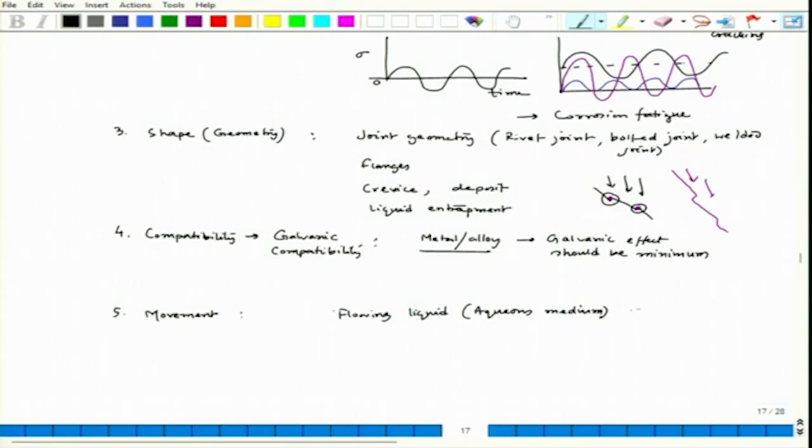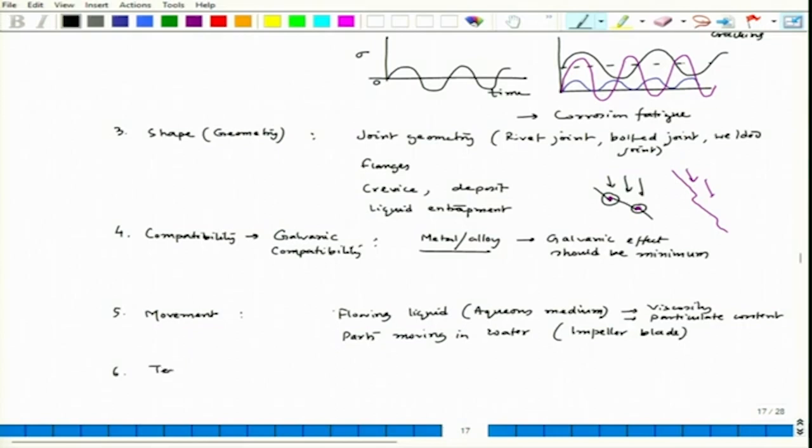So this is a pipeline through which water is flowing. There could be parts which are actually moving in water, like impeller blade or pump blade. So those are the cases, and when we talk about flowing liquid, we also have to see its viscosity, particulate content, all those factors. All those things are to be considered for designing a suitable material for those components.